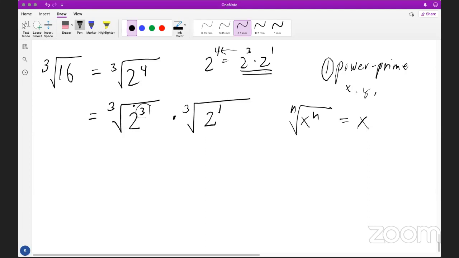Okay? So this one, we can simplify it because this is just equal to 2 times the cube root of 2 raised to 1, or simply 2 times cube root of 2. Okay, I know this is easy, guys. I'm just showing it step by step so that when we have variables, you'll get it.